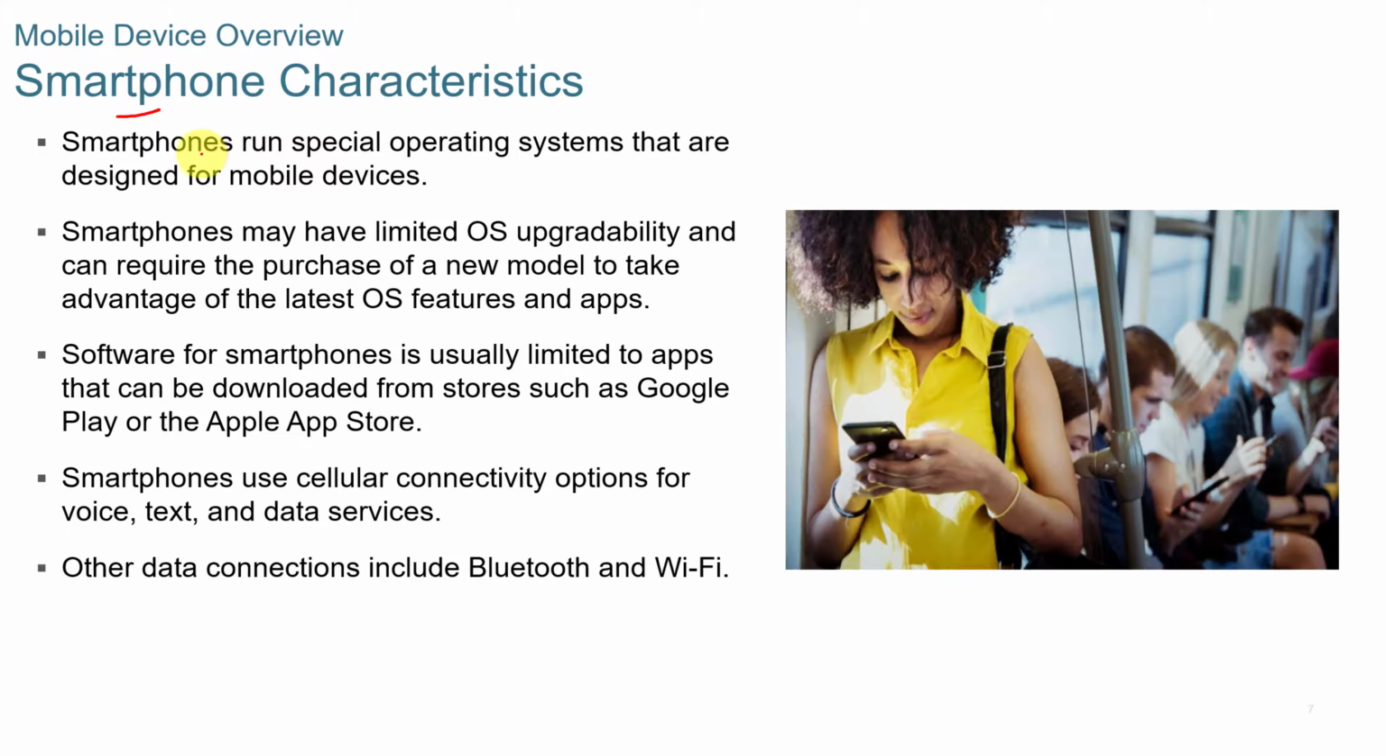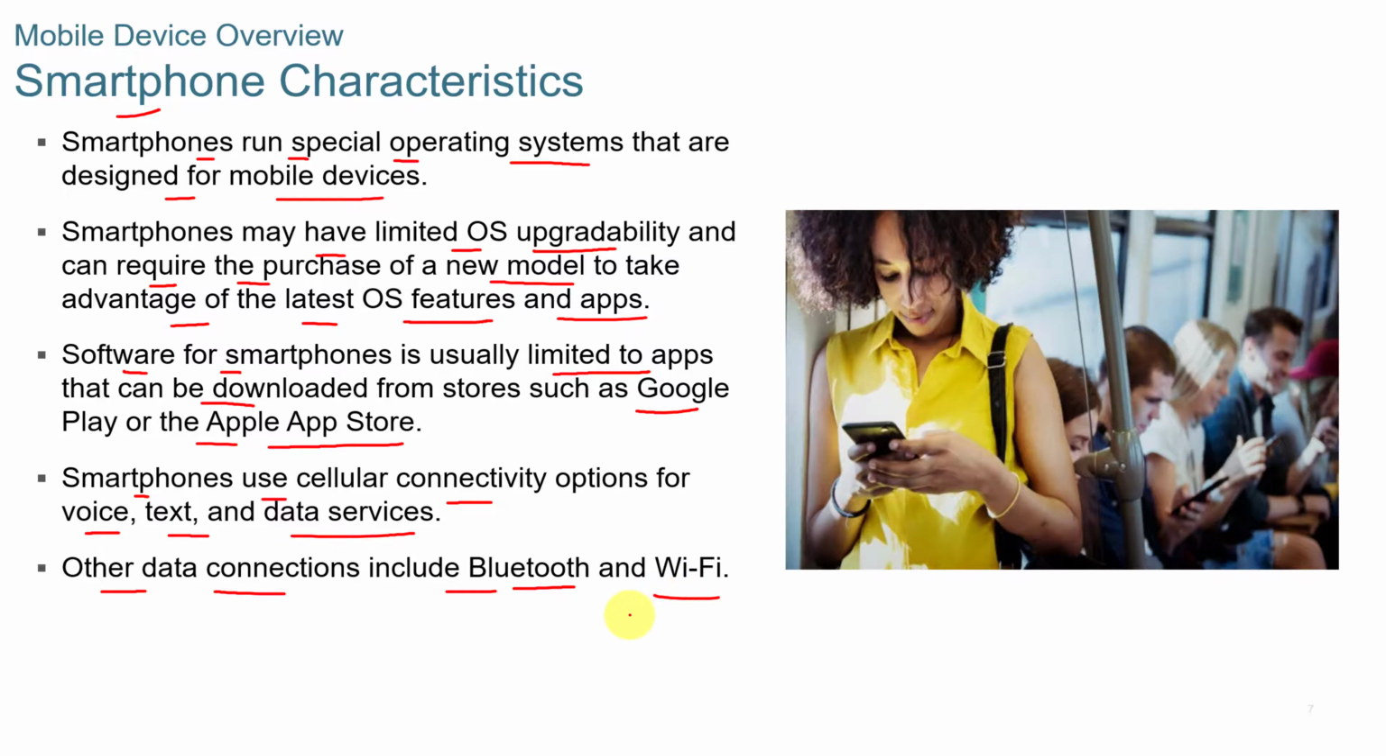When we're looking at smartphone characteristics, smartphones run special OSs that are designed for mobile devices. They may have limited upgradability, and they sometimes can require the purchase of a new model to take advantage of the latest OS features and apps. Software for smartphones is usually limited to apps that can be downloaded from stores such as the Google Play Store or the Apple App Store. Smartphones use cellular connectivity options for voice, text, and data services. Other data connections include Bluetooth, Wi-Fi, and near-field communication, or NFC.